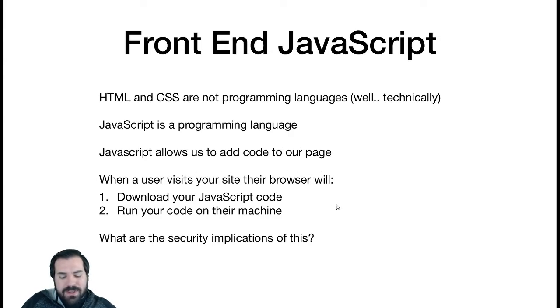When you have JavaScript on a page, as a user especially you need to think about this: when you visit a site, you download the JavaScript code for that site and then run it on your machine. You're downloading some code that some developer wrote and you're running it on your machine. What are the security implications of this is the question I want to ask.